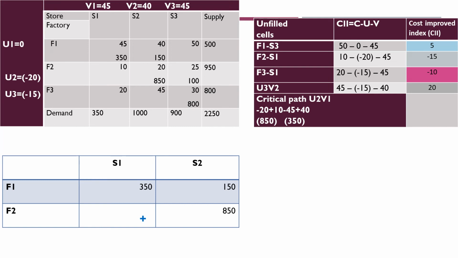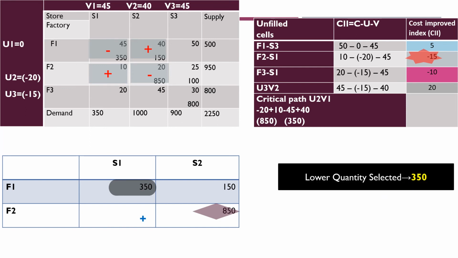Which means out of these 4 cells, we are going to add to the F1 S1 cell. What is the amount we are going to allocate? We are going to allocate the lesser of the quantities, that is 350. When we are transferring 350 from F1, the lower quantity, the total value of F2 S1 will be 350. Then when we are transporting the full amount from F1 S1, it would be 0.